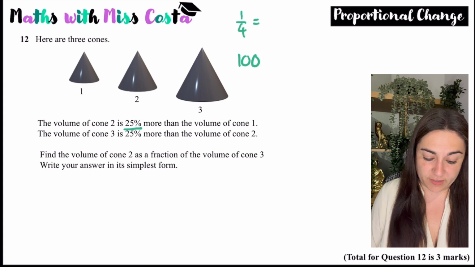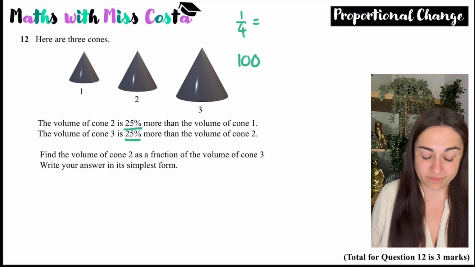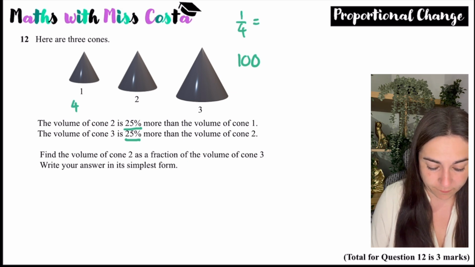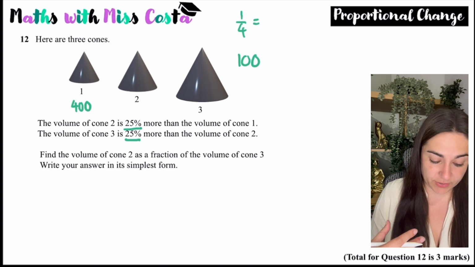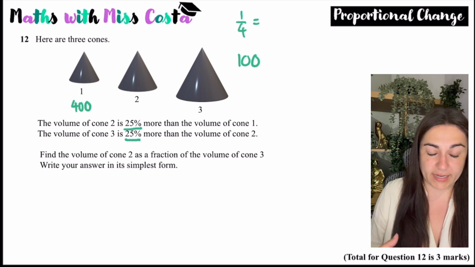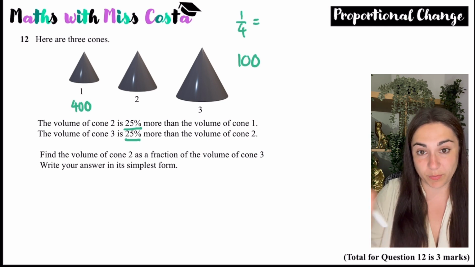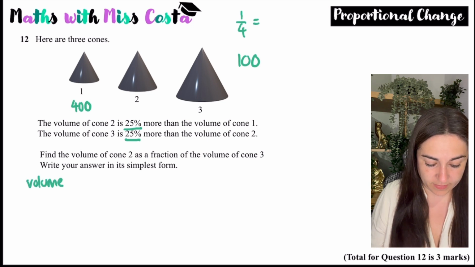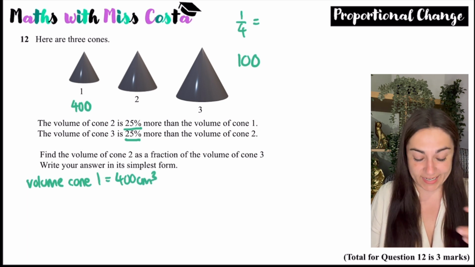But then you need to find 25% more again. So something that would be divisible by 4 again would be great. So I'm just going to use 400. This is just going to make my life easier. It doesn't matter what number you chose. If you chose 100, it just means your next part is going to be decimal, but it doesn't matter as long as you're keeping everything in proportion in relation to it. So I'm going to assume that the volume of cone 1 is 400 centimeters cubed. And then everything must change in relation to that.